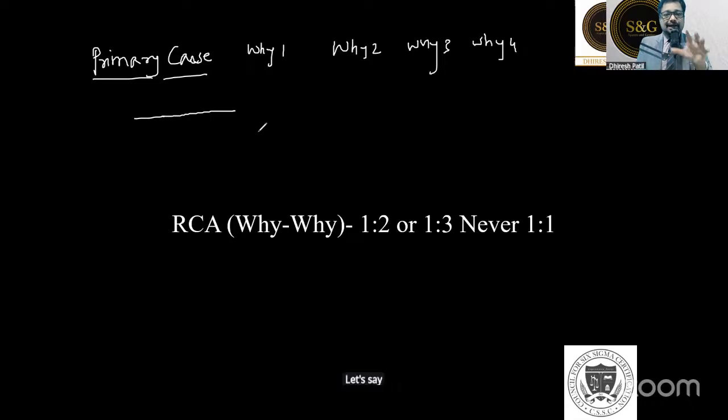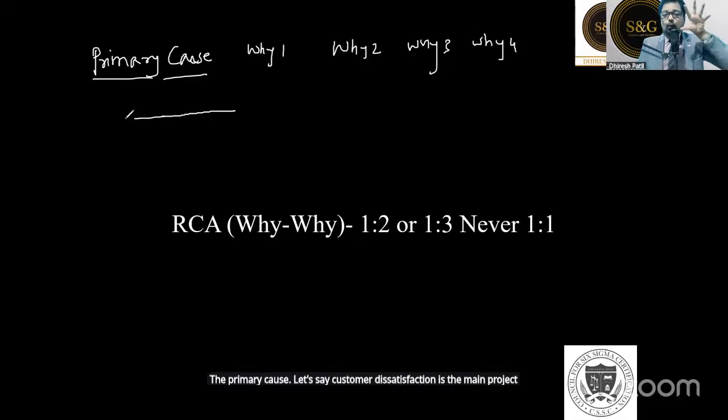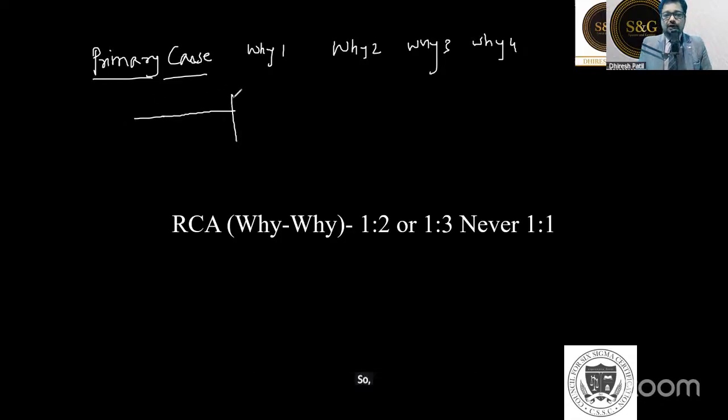For example, I'll give you an example. Let's say the taste of the tea is not proper. The primary cause, let's say customer dissatisfaction, is the main project. One of the causes is the taste of the tea is not proper. So one of the reasons, Why 1, is it is served too cold. Second could be, let's say, less.